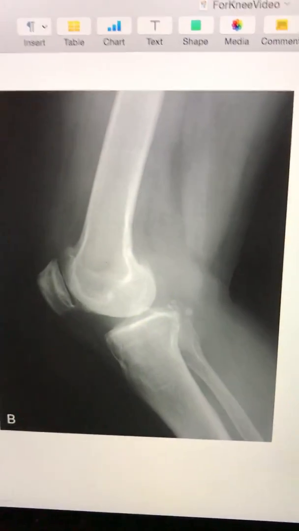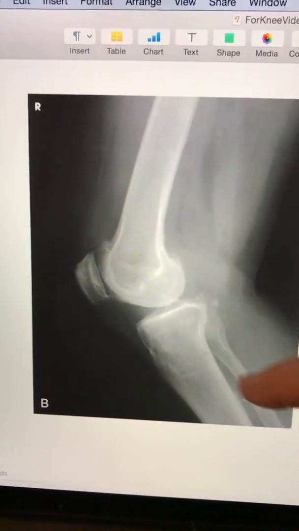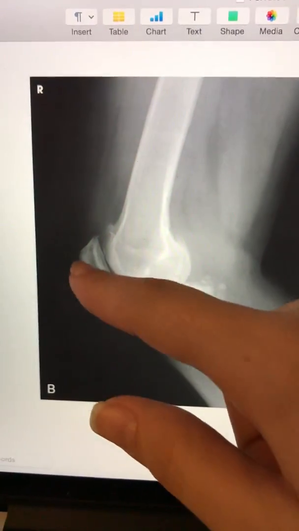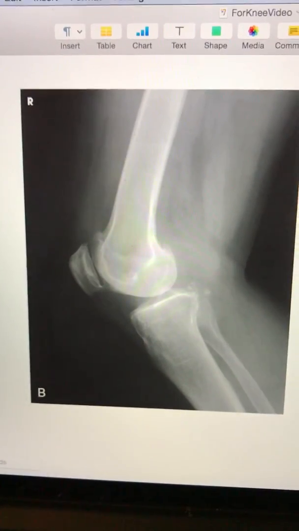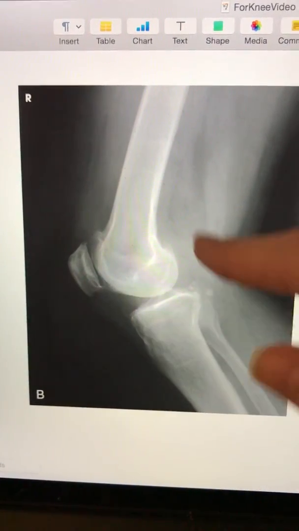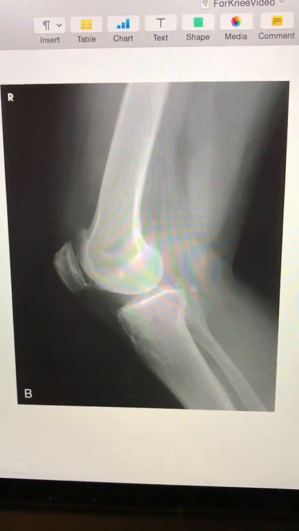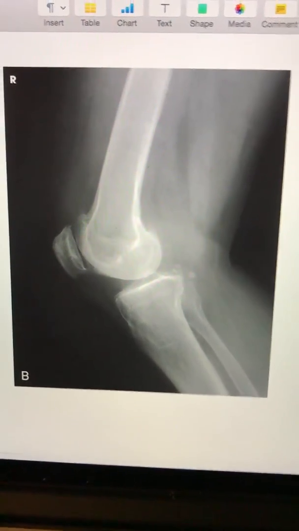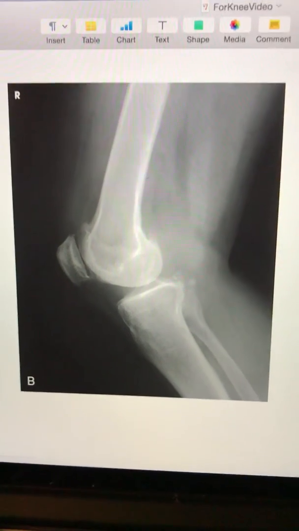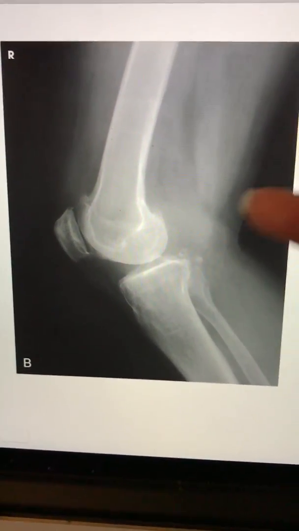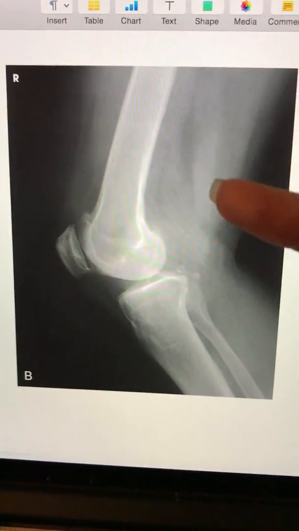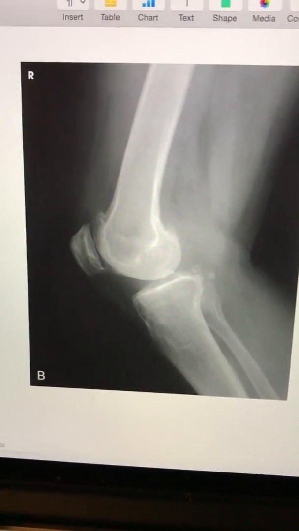For the lateral knee, you want to have the patient bend their knee 20 to 30 degrees. You see the patella in profile here, and for the tube angle, it doesn't matter who your patient is, you always put a 5 to 7 degree cephalic angle, because the medial condyle of the femur is always going to be lower than the lateral.